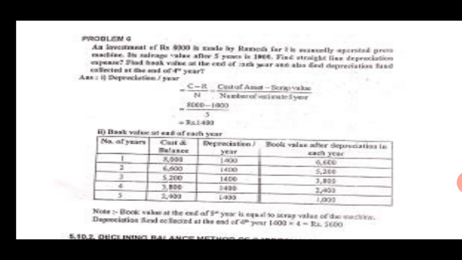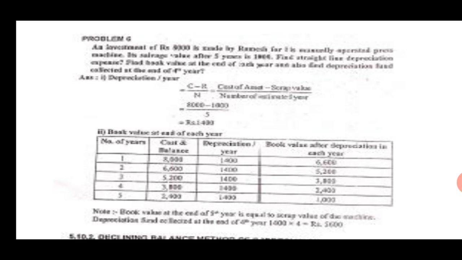So for next year, the cost and balance is 6,600 rupees. Again, depreciation for the year is 1,400. So the book value after second year is 5,200 rupees. This way you calculate for year 3, 4 and year 5. So book value at the end of 5th year is equal to the scrap value of the machine, because the life itself is 5 years.